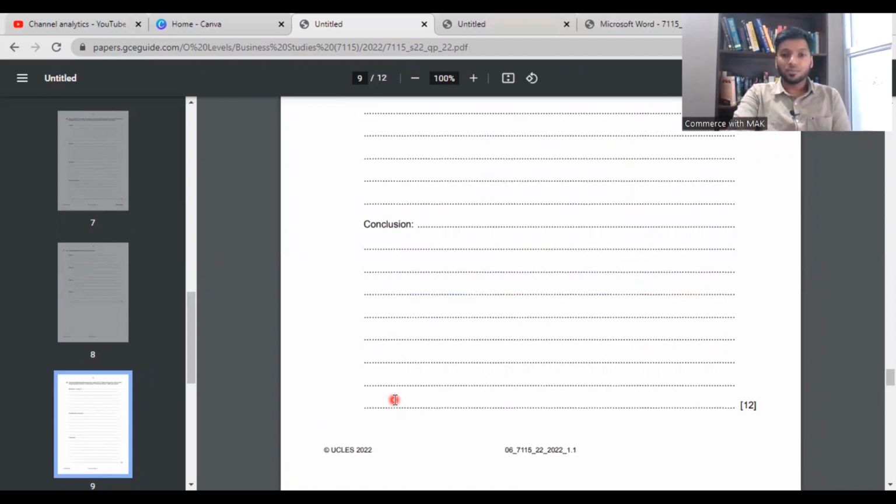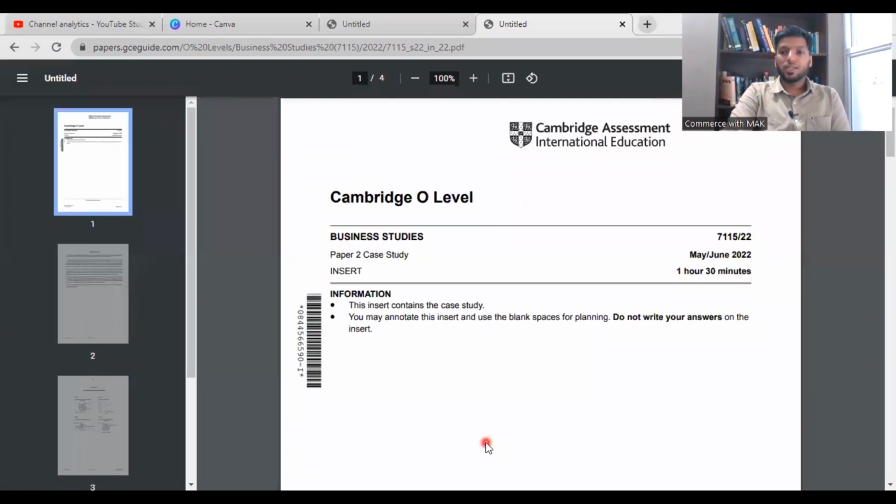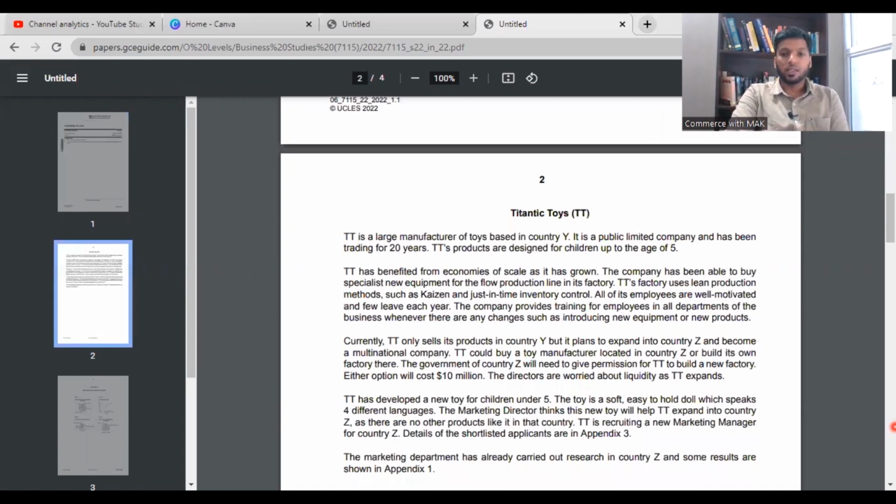So let's start today's exam paper. Let's start reading the case study. We have May June 2022, 1 hour and 30 minutes. We should not take more than that, so I'll try to finish it within that particular time period. Let's move on to the question directly.